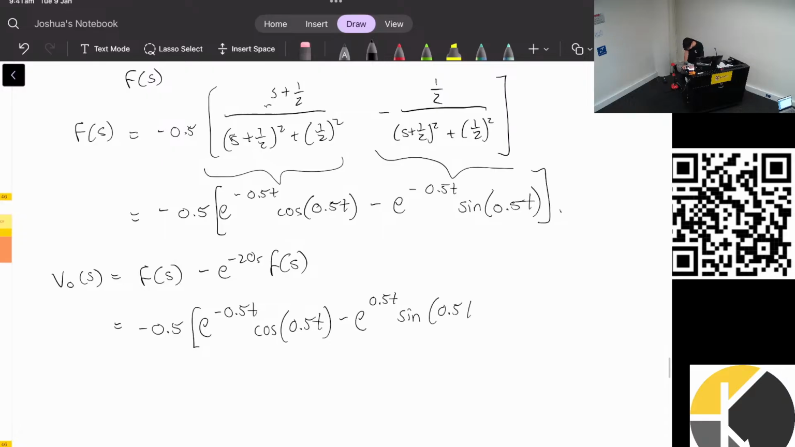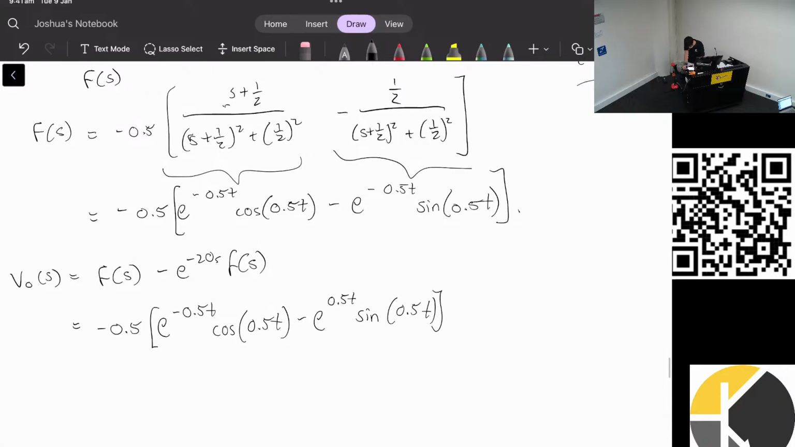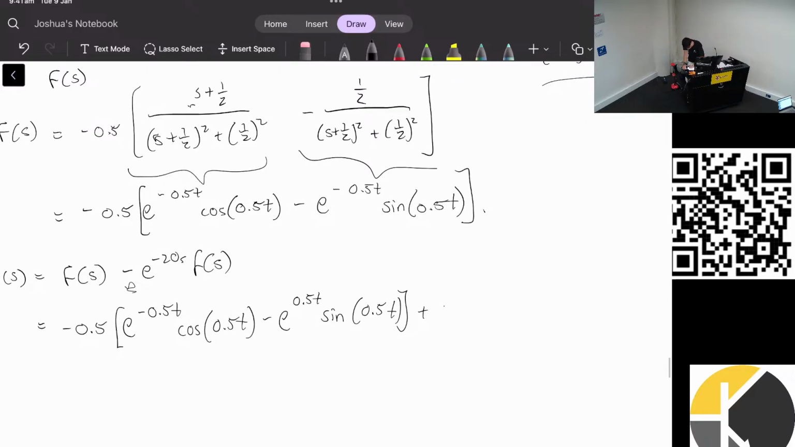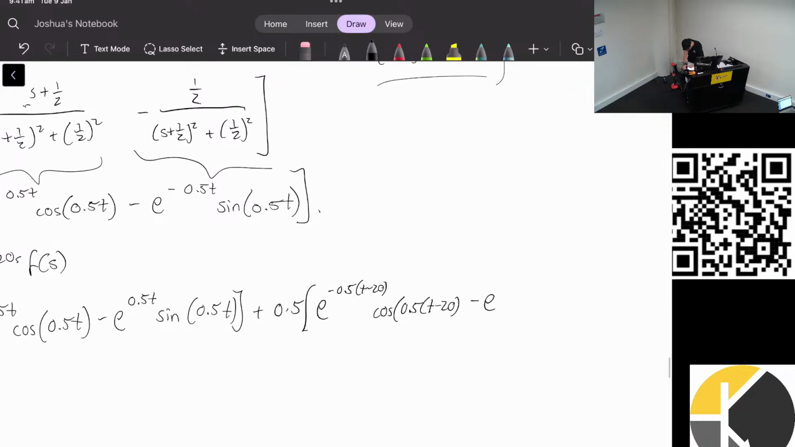Alright, so that's the first bit, and then we're going to be minusing. It's already negative, so this will be a positive. And I'm going to replace all my t's with t minus 20. So this is plus 0.5 e to the minus 0.5 (t minus 20) cos of 0.5 (t minus 20), minus e to the minus 0.5 (t minus 20) sine of 0.5 (t minus 20).